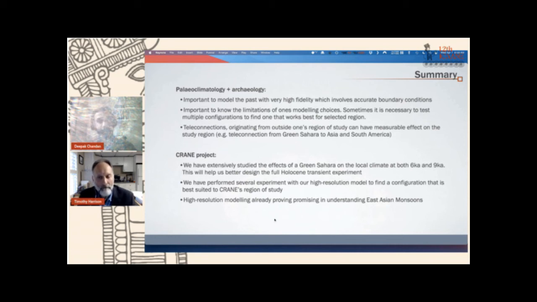And high resolution modeling, the ability of the high resolution model is already shining with regards to the study of the East Asian monsoon. So hopefully we'll be using it quite well in the ICAANE interval as well.